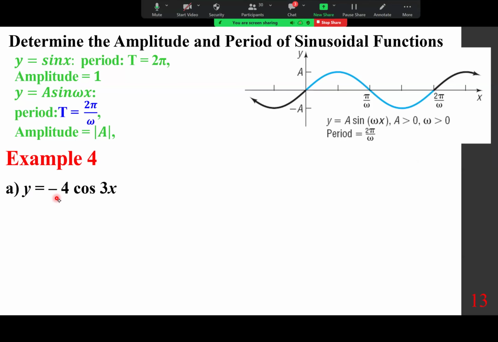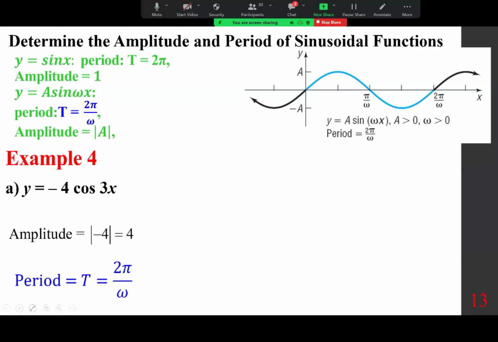Example 4, y equals -4 cosine of 3x. Amplitude is the absolute value of -4, or 4. So that's pretty straightforward. Period is T equals 2 pi over omega. Omega is 3. So 2 pi over 3.